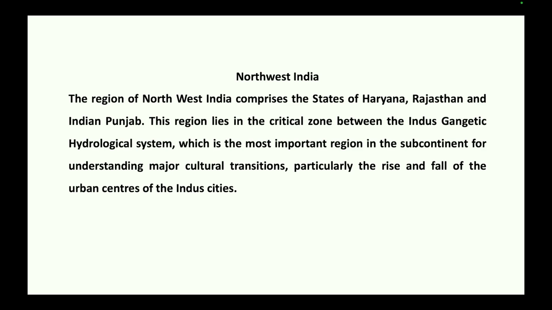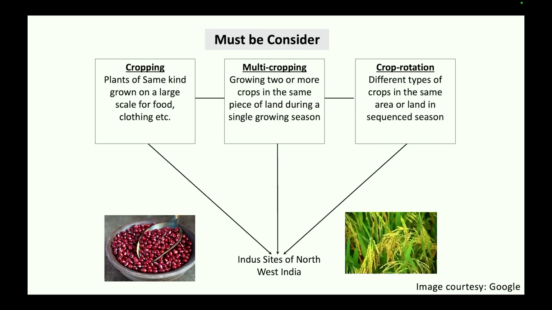To understand the floral efficiency in northwest India, let us have a look at the landscape of northwest India. The region comprises the states of Haryana, Rajasthan, and Indian Punjab. This region lies in the critical zone between the Indus Gangetic hydrological system, which is the most important region in the subcontinent for understanding major cultural transitions, particularly the rise and fall of the urban centers of the Indus sites, and cropping, multi-cropping, crop rotation.